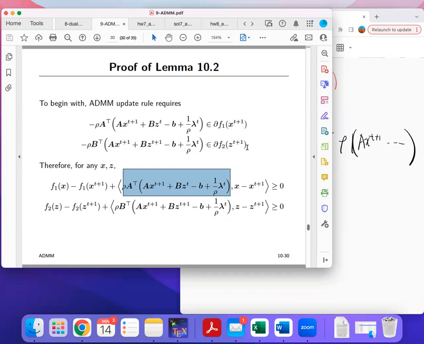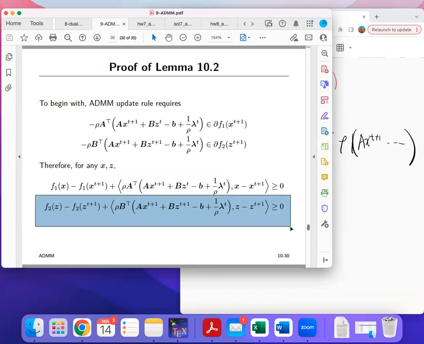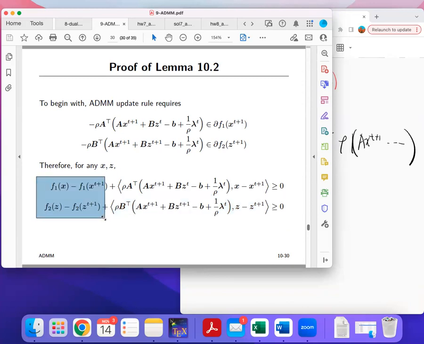And similarly for this one, this is a subdifferential of F2. So for F2, we also have this by convexity. And you see, by utilizing this convexity, we can start to build the optimality gap of these functions. We have this optimality gap here. If you sum up these two inequalities, we will have the optimality gap of the entire objective function. So that is the idea.